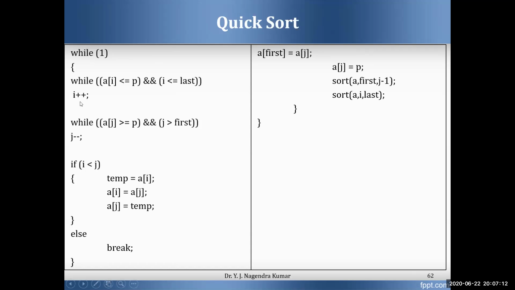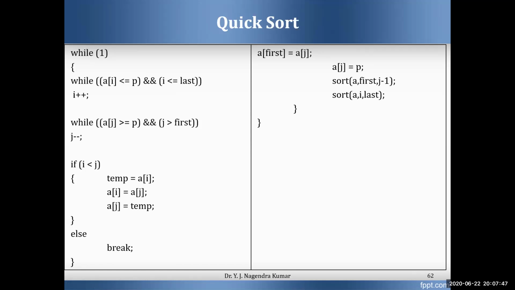If any one condition is false, then automatically the whole condition becomes false. So if you observe, the first while loop is for two big index. Once that process is over, now the second while loop. A of j means what here? Two small index, the right side element, the last element. You are comparing the last element with the pivot element: the last element is greater than or equal to the pivot element, and j is greater than first.